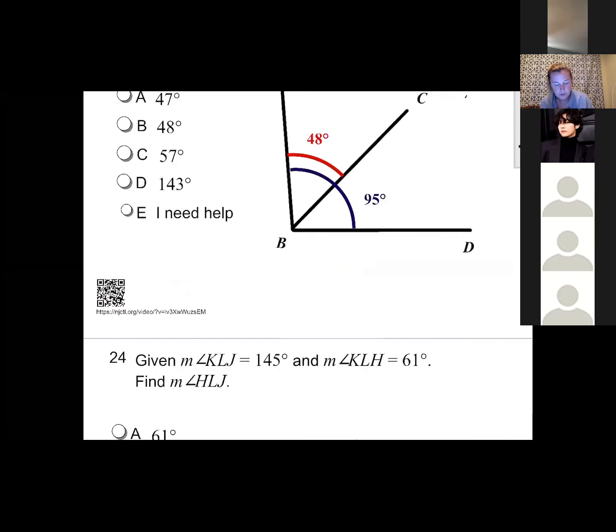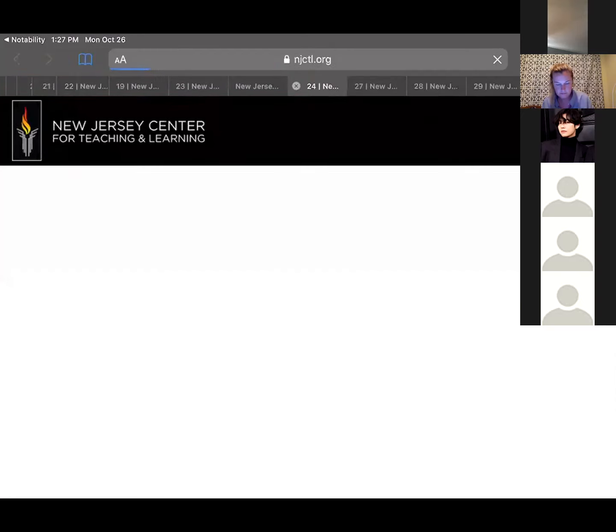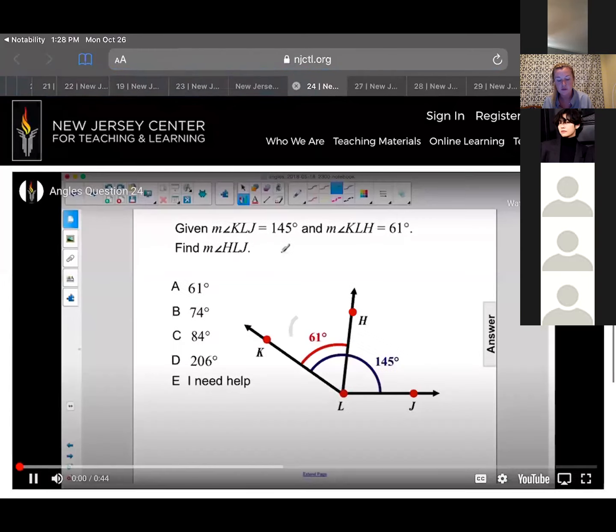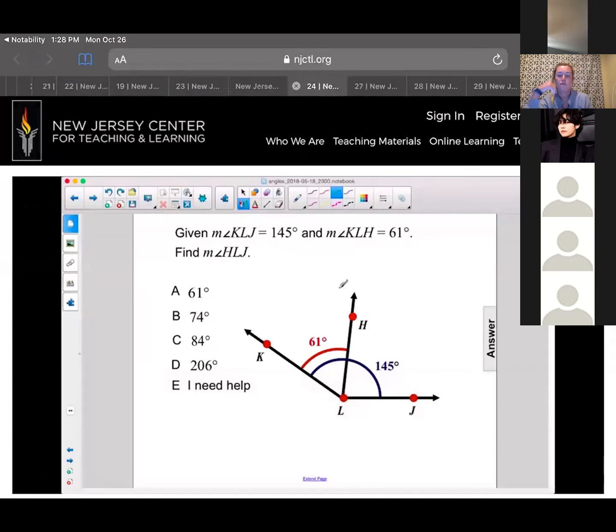Okay. Looking at question 24. And again, you don't necessarily have to use x's to solve these. You can if you want. Given that the measurement of angle KLJ equals 145 degrees, so the large angle here is 145 degrees, and the measurement of angle KLH equals 61 degrees, this here, find the measurement of angle HLJ, which is this angle here. We will call that x.